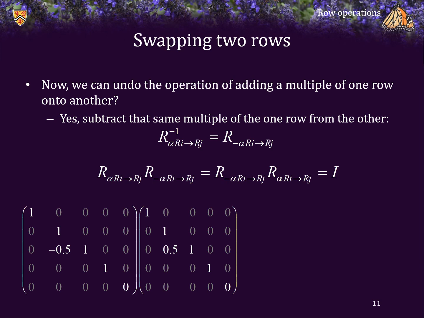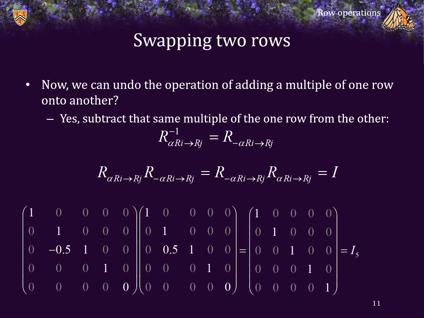So, for example, from the previous page, we added 0.5 times row 2 onto row 3. To undo that, we add negative 0.5 times row 2 onto row 3. And if you perform matrix-matrix multiplication on these two matrices, you will see that you do get the identity matrix.